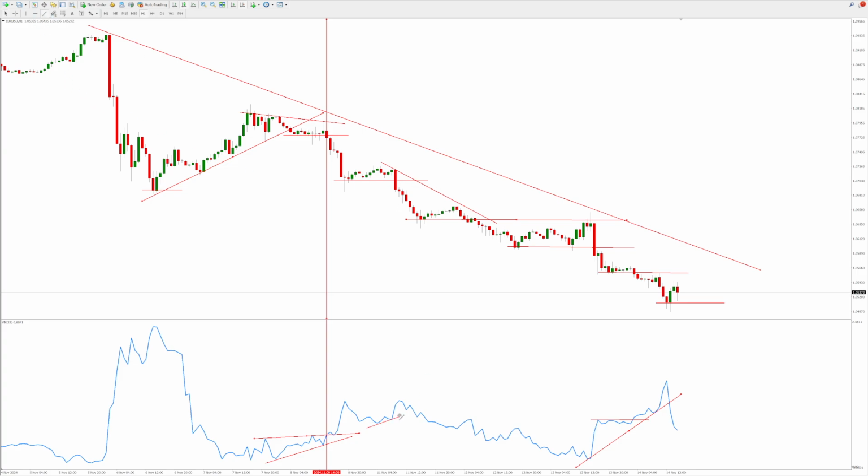Same with this one here. If we just draw a line there and then place the line there, just as it crossed over there, the price as well had a breakout. So it's almost like an upside down version of the chart here, because we're in a downtrend.